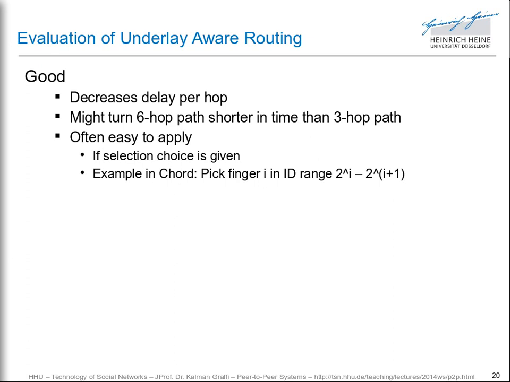Okay, now we have the evaluation of the underlay aware routing. Yeah, the good things are that we decrease the delay per hop, and it might turn a 6-hop path shorter in time than a 3-hop path. So for example, a 6-hop path with 20 milliseconds is better than a 3-hop path with 100 milliseconds. Okay, and it is often easy to apply if we have a selection. So we can select nodes, for example.